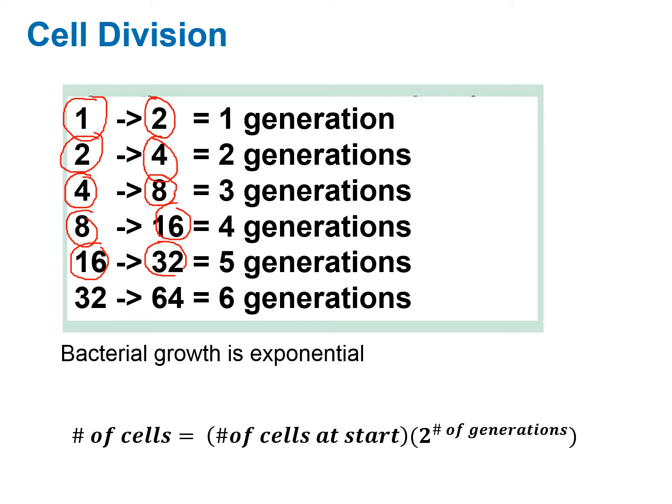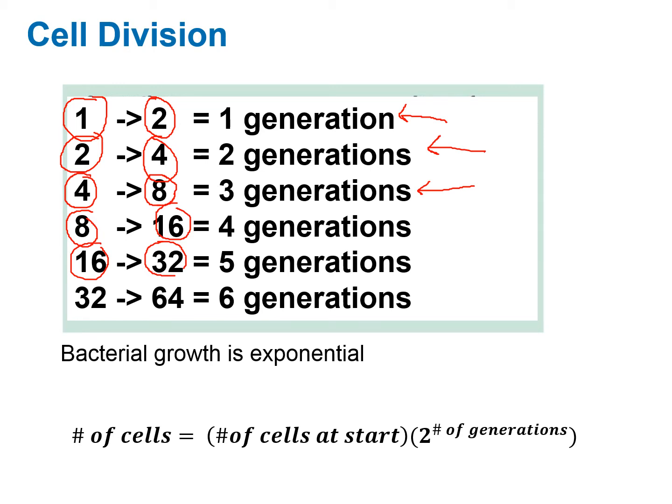Each time the cells divide, we call it a generation. So the first generation is when that one cell became 2. And then the second generation was when the 2 cells became 4. Then the third generation was when the 4 became 8, and so on and so forth. I think you get the point.